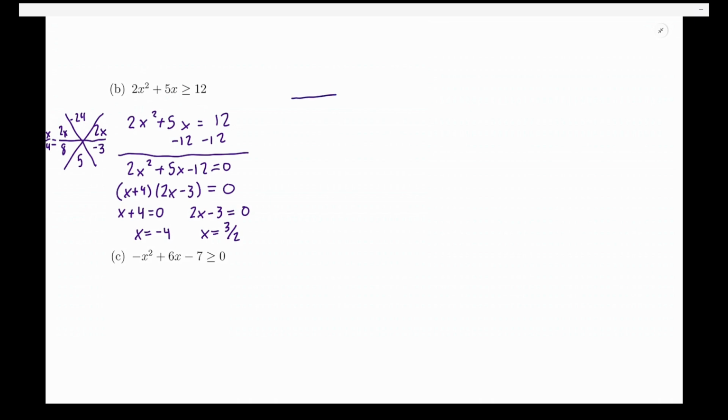Next, I go to my number line. I get negative 4 and 3 halves. Again, my number line is being split into 3. It doesn't have to be. You can split the number line into more pieces. Just in this class, it's primarily 3. And now I need my test points. So I would probably say negative 5, 0, and 2.